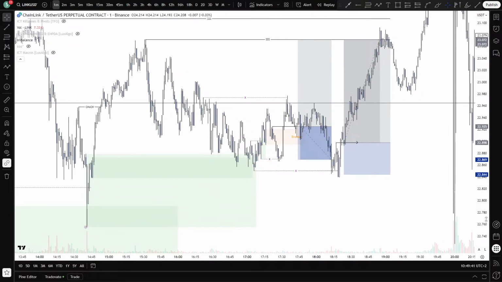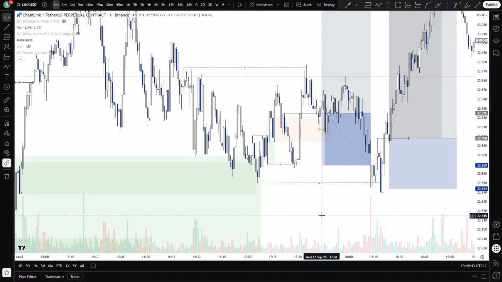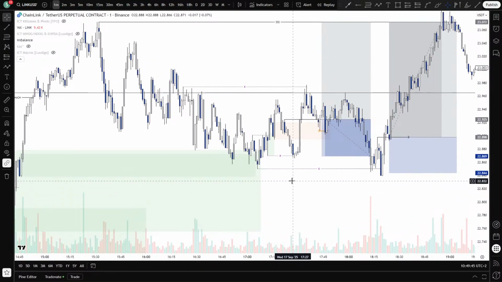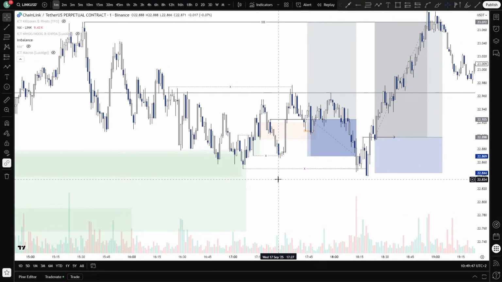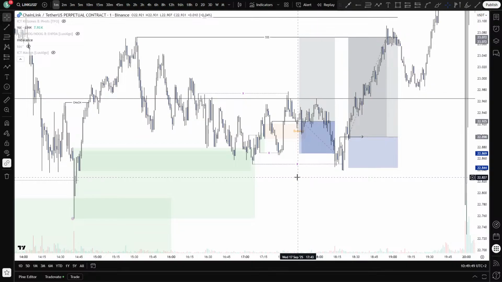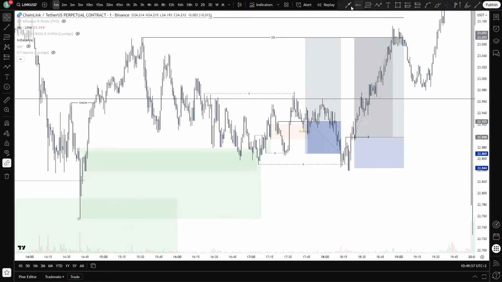The first setup was right here on this demand zone. I couldn't take it because I was cooking dinner. So then I was looking at a re-entry to trade with this move towards the liquidity to the left. What did we do? We swept some internal liquidity.